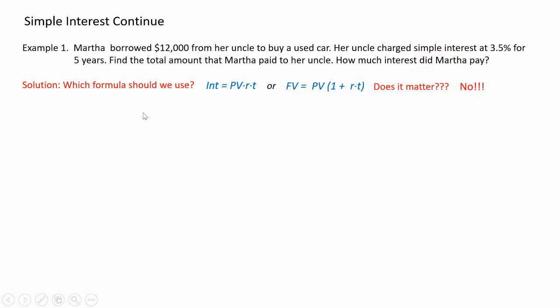I'm going to do this example by using both formulas, this one on the left, and also the one for the future value. Let me start first with the interest equals the present value times interest rate times time. If I use the interest formula, then I have to use FV equals PV plus INT, because the future value is the present value plus the interest. So let's do the example here.